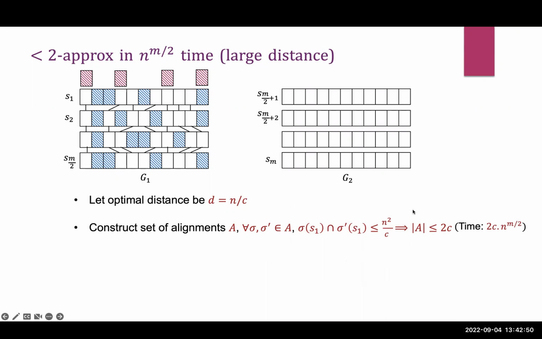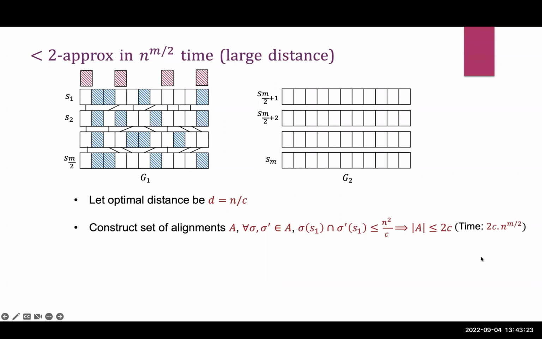And this way we can bound the total running time, because we can design a dynamic program algorithm that computes this farthest alignment given all previous alignments that have been already computed, using a dynamic program in time roughly n to the power m over 2. And because we repeat this step at most 2c times, the total running time becomes 2c times n to the power m over 2. And if we consider our distance to be large, so if we consider d to be omega n, then this c is a constant. So the total running time becomes n to the power m over 2.